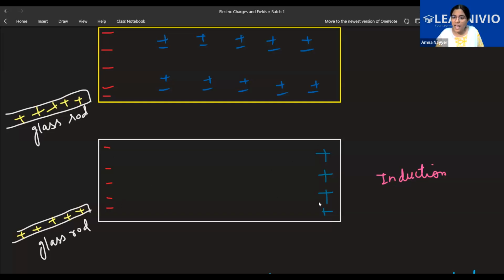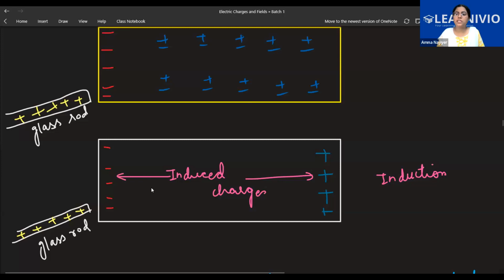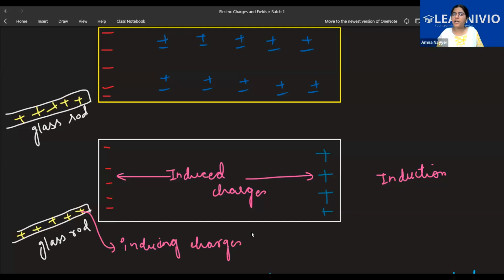Now, the charges that have been separated, these charges are called induced charges. And the charges that have separated them, with the help of which these charges were able to originate, are called inducing charges. Both negative and positive charges have separated.